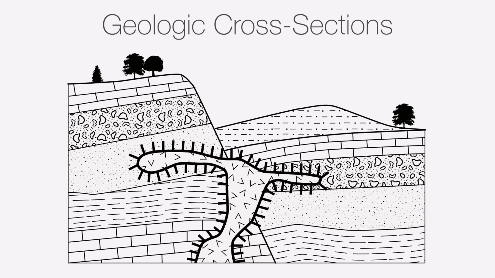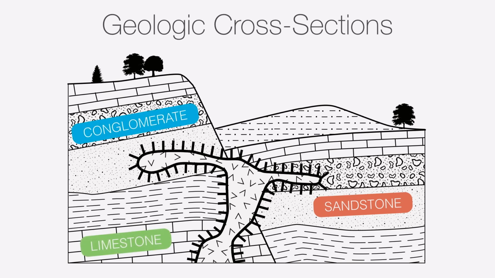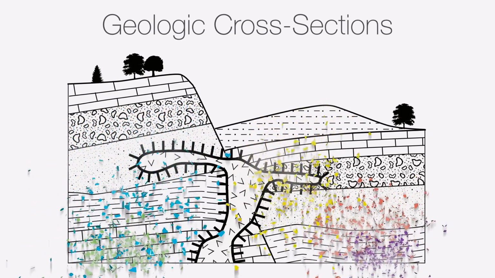So, for example, in this particular diagram, I know that this layer is made of sandstone, and this is limestone, some conglomerate here, and some shale, and some siltstone. And I can tell that by looking at the symbols used in the diagram.